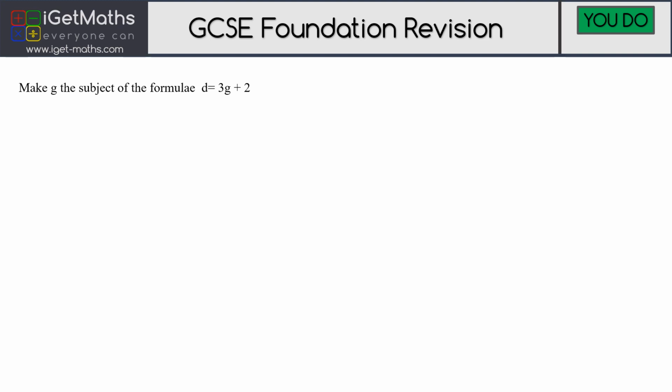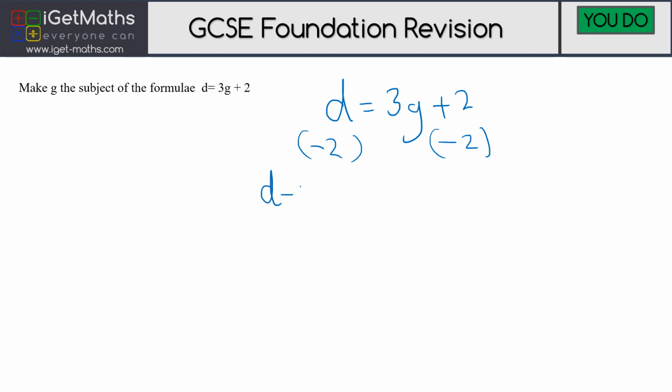Okay, so it says make G the subject of the formula D equals 3G plus 2. So we've got D is equal to 3G plus 2. And we're going to try to get the G by itself. So the first thing we need to do is do the inverse of plus 2, which is minus 2 on both sides. That gives you on the left hand side D minus 2 is equal to 3G.